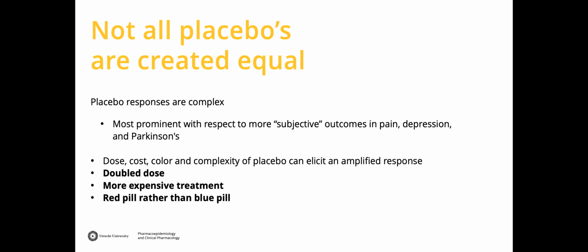So if a patient thinks they're getting double the dose, the placebo is more expensive, or they're taking a red pill rather than a blue pill, even if it's a placebo, they report lower levels of pain, depression, or Parkinson's symptoms, just because they think that the characteristics of a placebo are different. The perception of whether or not the placebo is going to work actually increases if you are taking something that's more expensive or have a red pill. So that's very interesting. And again, another reason why we have a control group and are very careful about how we treat patients in that group.